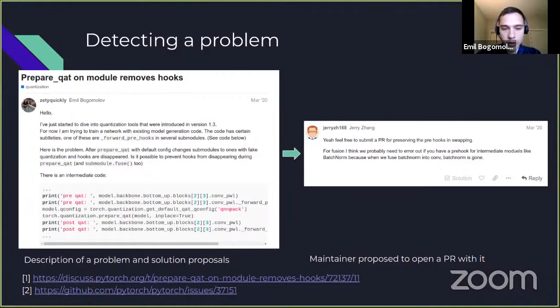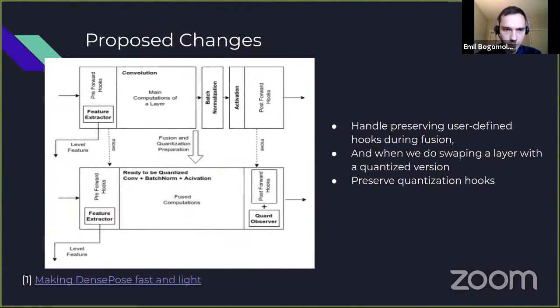When I proposed a possible solution on the PyTorch Discuss forum, a maintainer said to me that I could go and implement this feature in PyTorch. This was quite a challenge. I didn't expect it, but I accepted it and went to implement it. So, what are the proposed changes? This is the diagram from our paper.